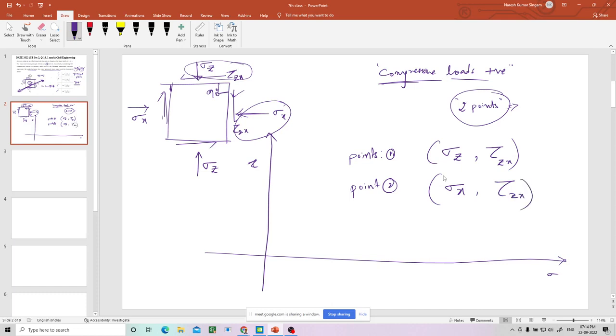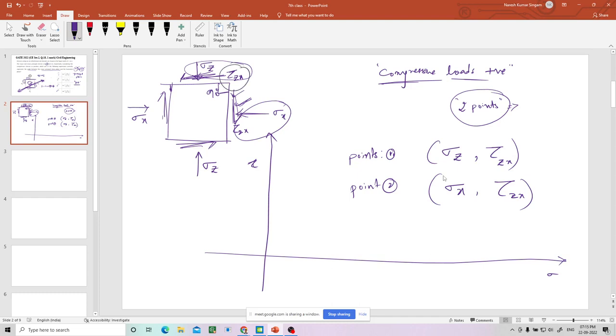But here if you see, this is anti-clockwise shear stress, whereas this is clockwise shear stress. So they must have different signs. If one is positive, the other will be negative, and if it is negative, the other will be positive. You can take either one as positive. Generally we take anti-clockwise couple as positive shear stress. So let's go for positive for sigma z and tau zx.